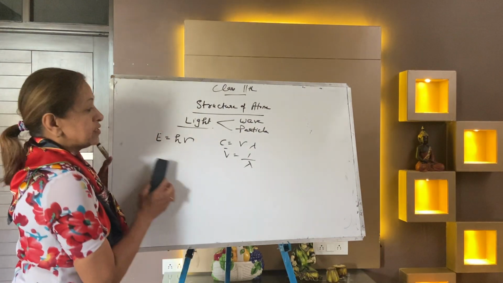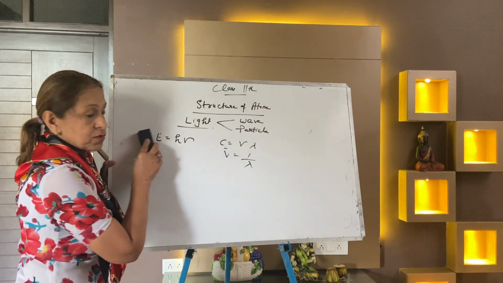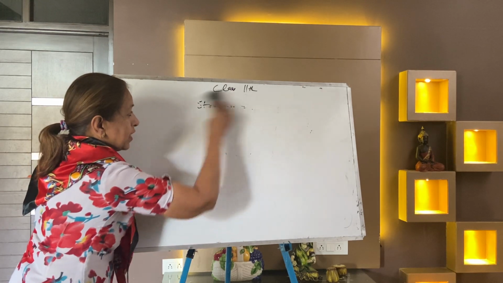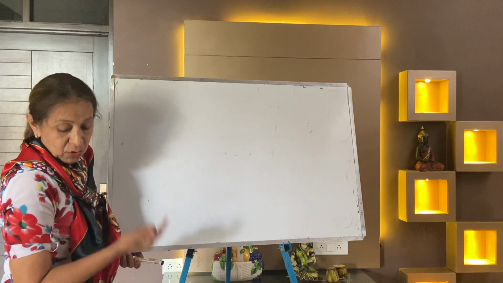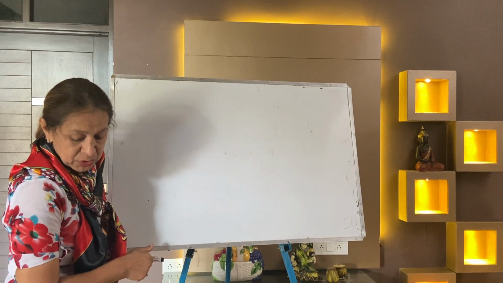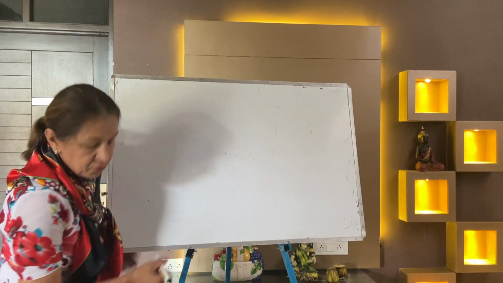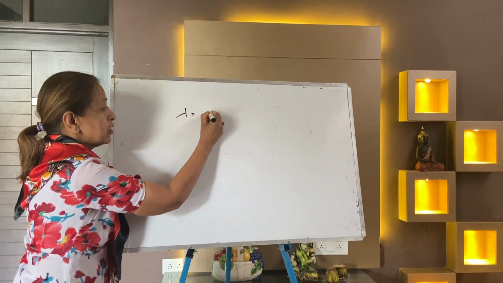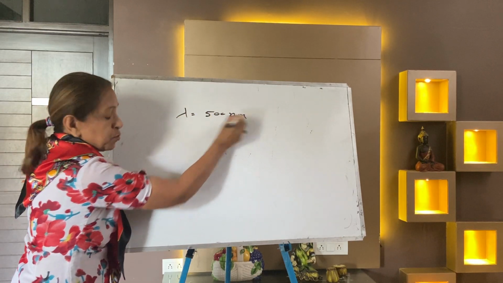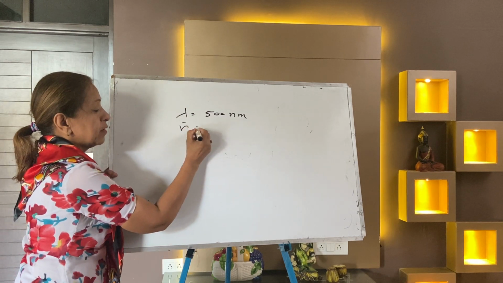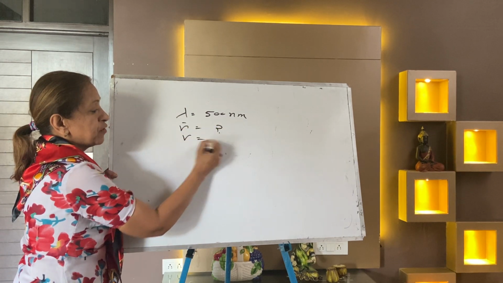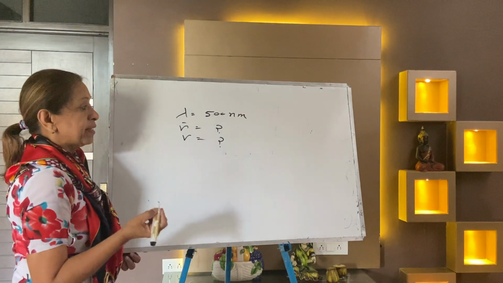Question number 5 of NCERT, numericals of the light. The question is: yellow light is emitted from the sodium lamp. It has wavelength 500 nanometer. And the question is, calculate frequency and the wave number. Wave number as well as frequency.